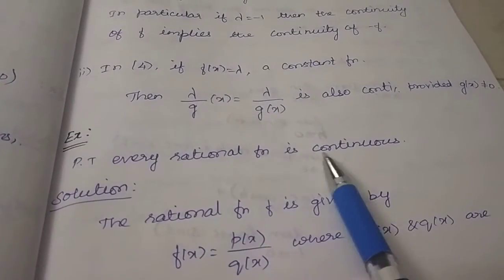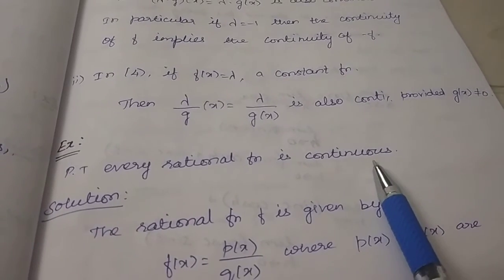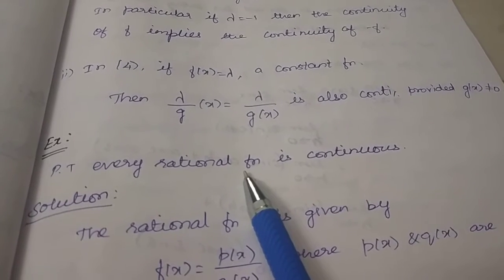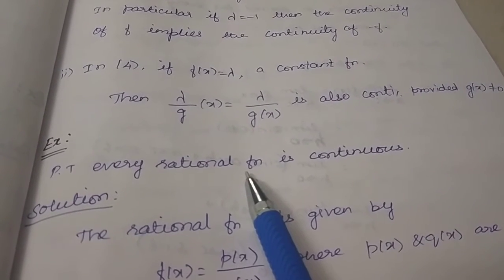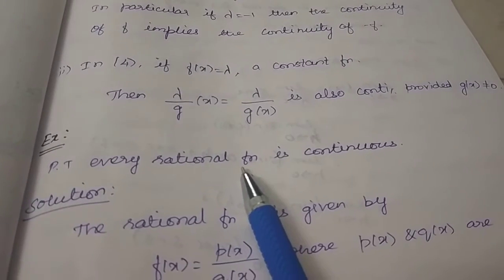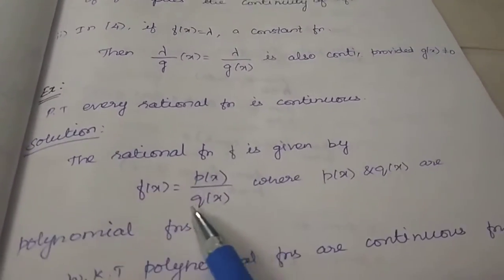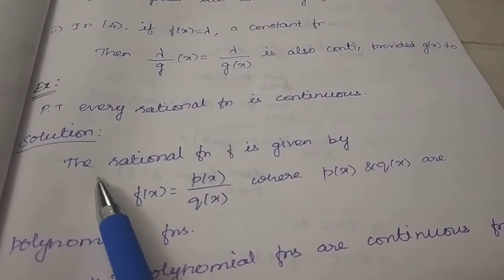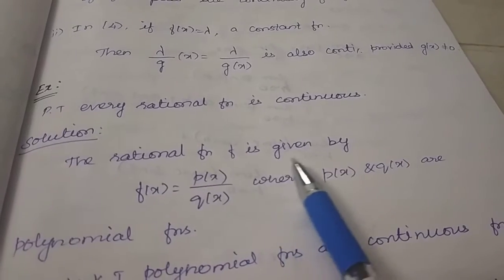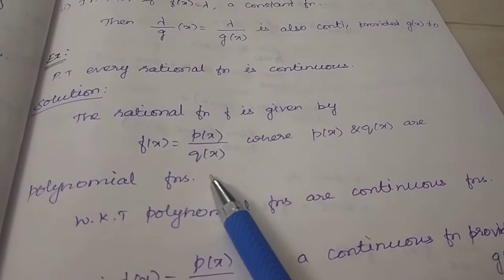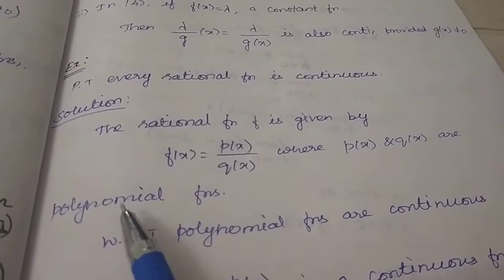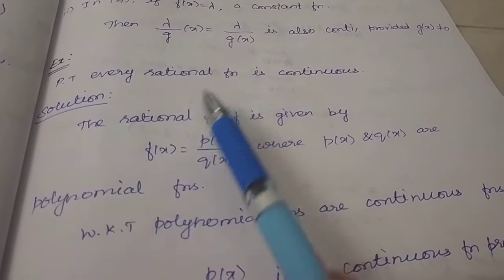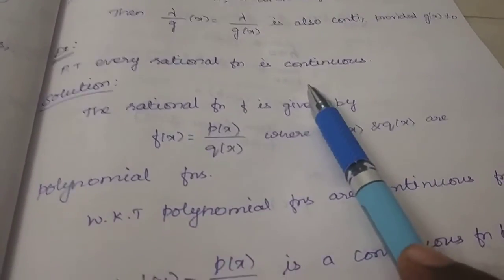Prove that every rational function is continuous. So rational function. First, what is meant by a rational number? A rational number will be in the format p by q. A rational function will be of the form p of x by q of x. So let us write the rational function f is given by f of x equal to p of x by q of x, where p of x and q of x are polynomial functions. So now we have to prove the rational function is continuous.